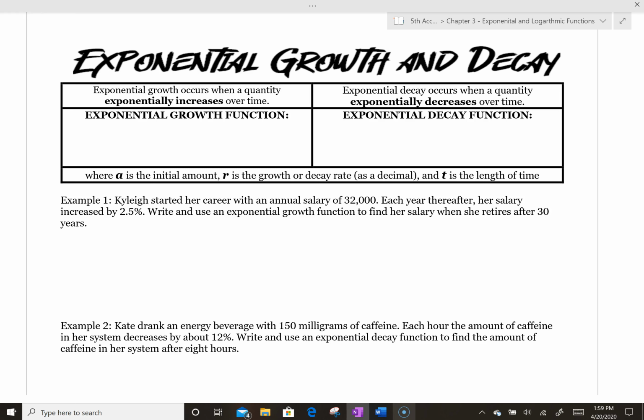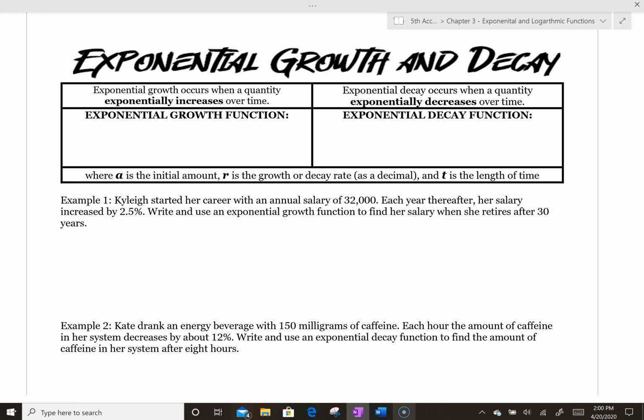If the video gets too long for you, then just pause it, take a breather, and then come back. If you think you got it and you want to fast forward to the next section, you are more than welcome to. But we're going to start with the basic exponential growth and decay formulas.